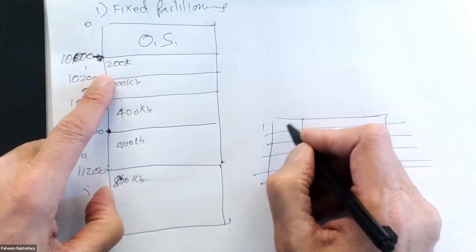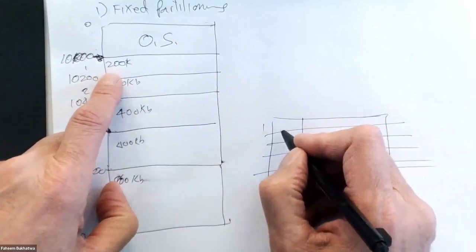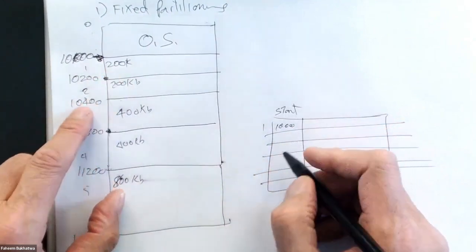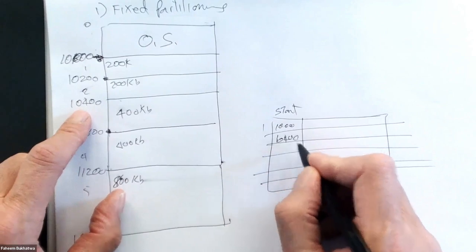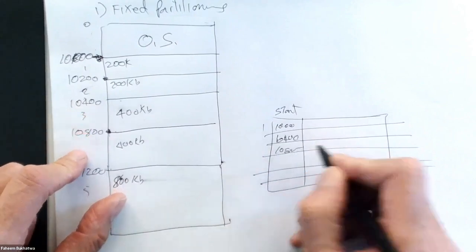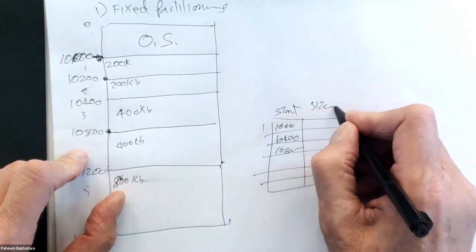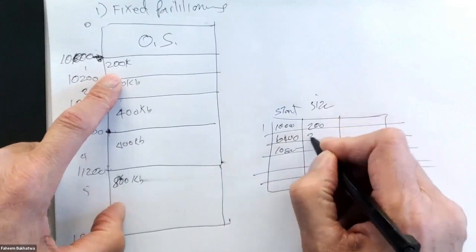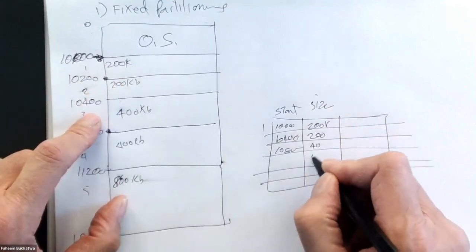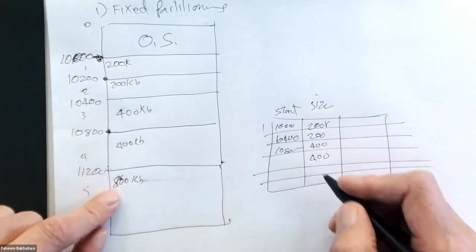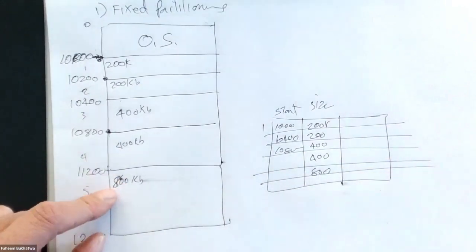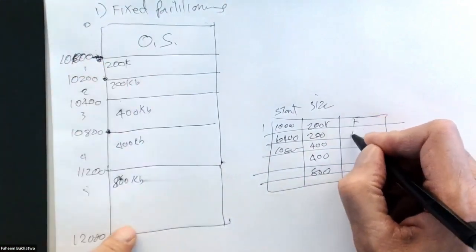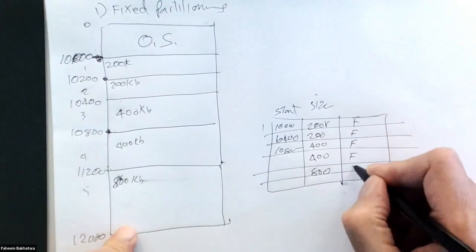It says partition number 1 starts at location 10,000. This is the starting address of this partition. This one is at 10,400. The next one is 10,800, and so on. And also the size. We can tell immediately how big each one is: this is 200K, this is 200K, this is 400, 400, and the next one is 800. Right now, there's nobody using them. They're free, so it will mark them in the table as free, free, free.